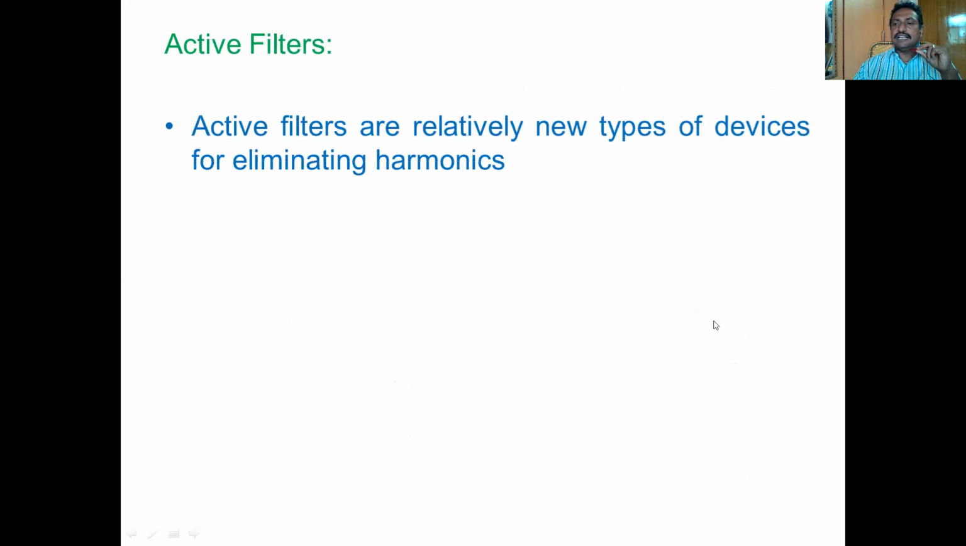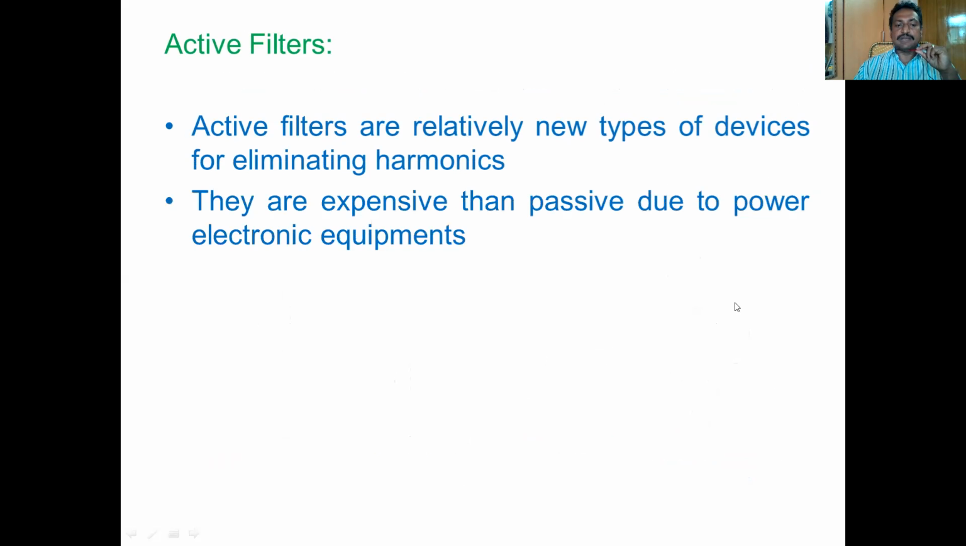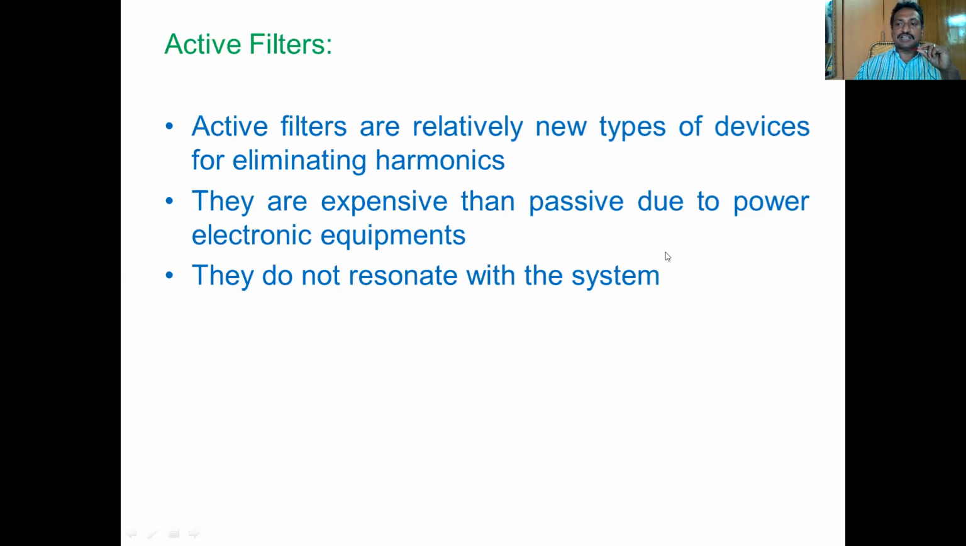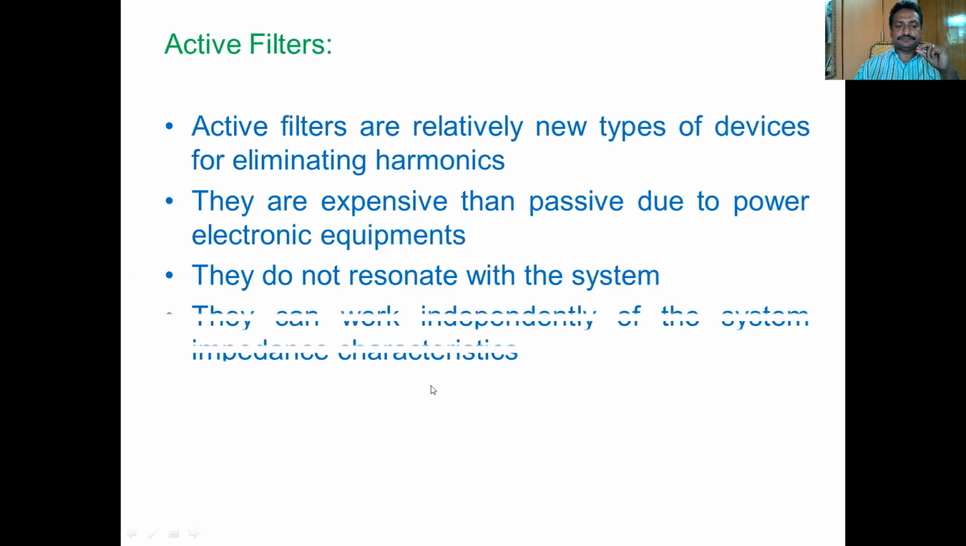Next, active filters. Active filters use op-amps, operational amplifiers. These are very expensive when we compare with passive filters. But more advantages are there in active filters. They do not resonate with the system, whereas passive filters resonate. Resonate means XL is equal to XC, so there should be only resistance. That condition, if the harmonics are flowing in the line, will automatically allow it. That case will not arise in the case of active filters.